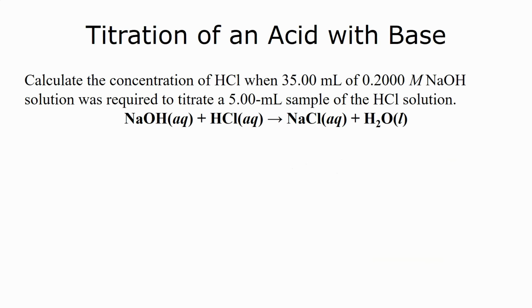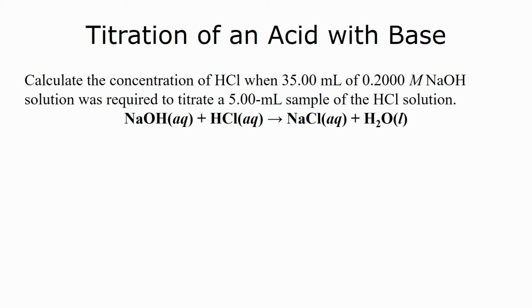So for instance, we want to calculate the concentration of an unknown hydrochloric acid solution when 35 milliliters of 0.2 molar sodium hydroxide solution was required to titrate a 5 milliliter sample of the unknown hydrochloric acid. So here's the reaction. Basically, we are going from concentration and volume of sodium hydroxide and trying to determine moles and then concentration of hydrochloric acid.